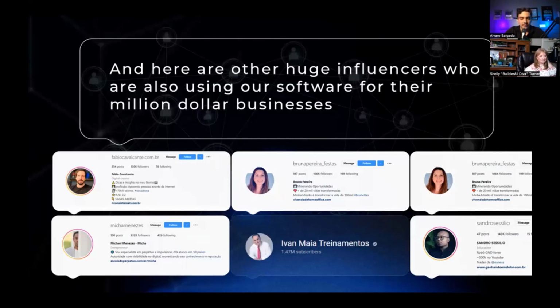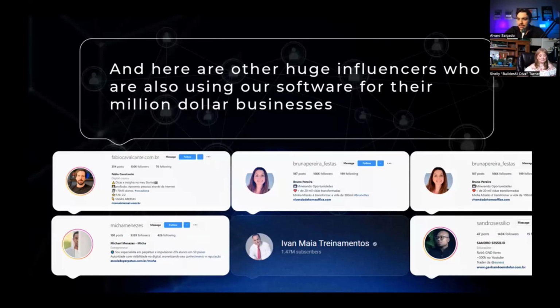Right there in the bottom left is Misha. He is a Facebook ads expert who also has a 7-figure business on ClickBank. He is one of ClickBank's top affiliates because he's an expert on Facebook ads. And he's also using our system to build pages in his own course. Right there in the middle is Ivan Mayo. He is a coach with 1.4 million subscribers on YouTube and over 100,000 followers on Instagram. He's also using our system to build pages, capture leads, and so on.